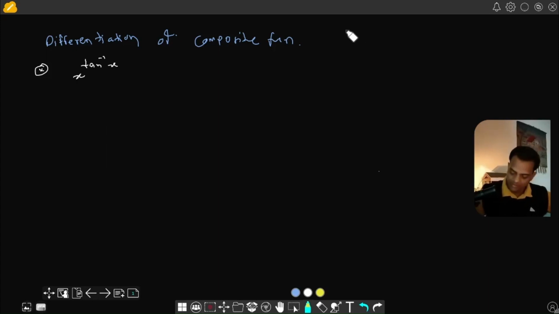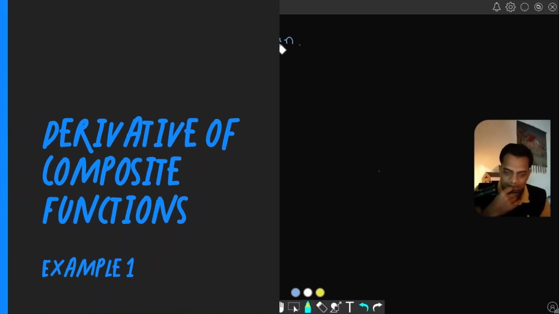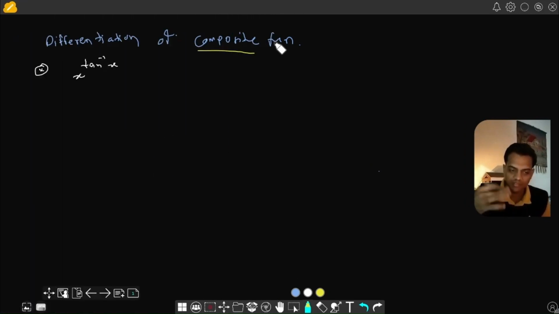Okay, so we were learning the derivatives of the composite function. The composite function means, as in the last video we learned, a function which is a function of another function. Now in this particular case we can see that there is x raised to tan inverse of x. How to solve such a problem? Basically there is an exponentiation of something, x raised to a function of something.